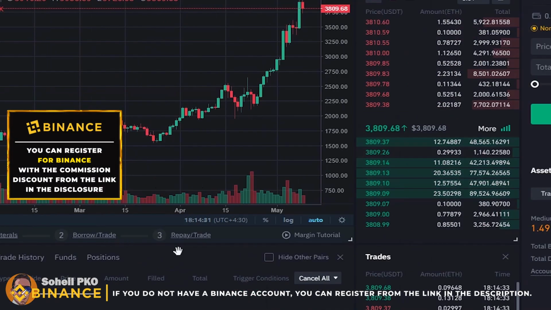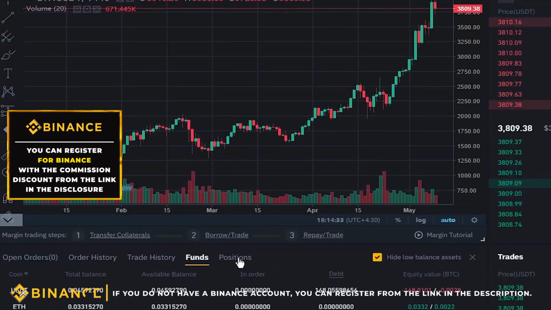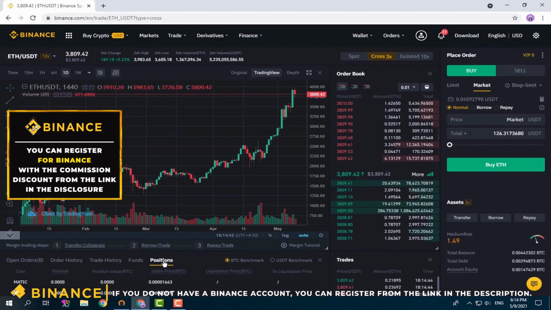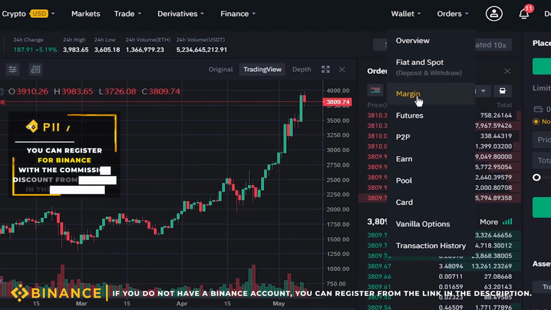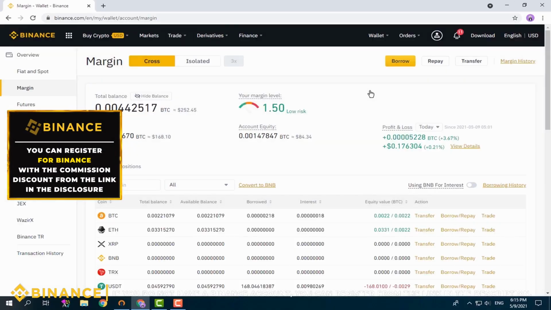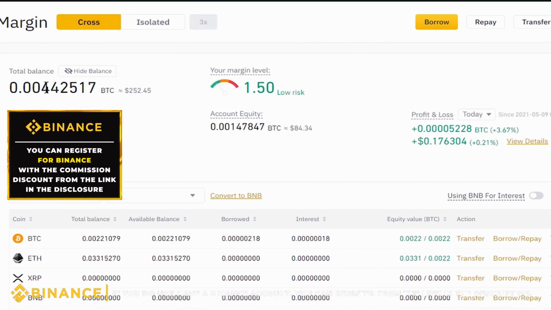Your funds and possessions are shown here in these two tabs, but a better way to look at them is here by going to Wallet and clicking on Margin. Here we have total balance, total debt, account equity, margin risk level, and profit and loss for today or other time periods that you want.